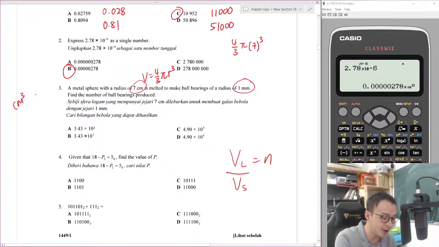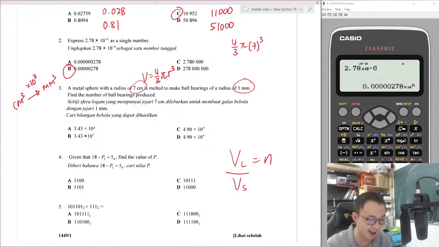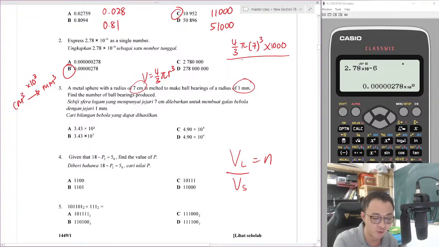If cm cube goes into the mm cube, you need to multiply 10 power of 3. Because cm to mm, you multiply 10, right? Cm square to mm square, you multiply 10 square. If cm cube goes to mm cube, you multiply 10 cube, which is 1000. Alright, over. Now everything changed to mm already. 1 cube. Okay, we'll get number of balls here.